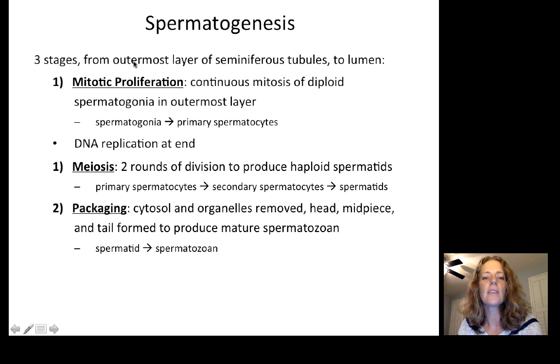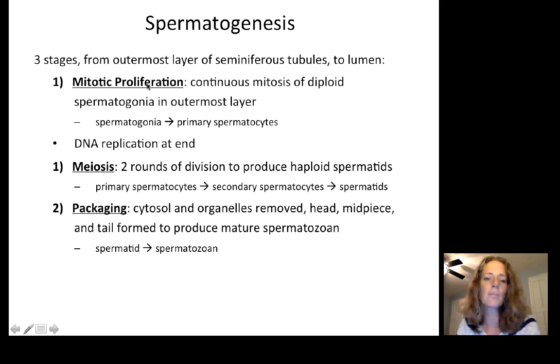So this starts in the outermost layer of the seminiferous tubules with the spermatogonia, and then as the cells develop and become more mature, they move to the inner lumen of the seminiferous tubules, where they will then be released into the reproductive tract for the male.